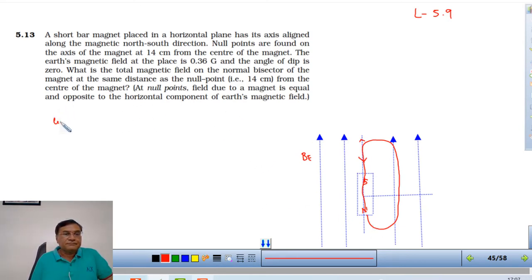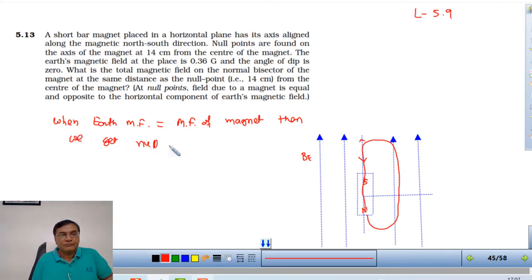So when the earth's magnetic field is equal to the magnetic field of the magnet, then we get the null point. Here the null point is at 14 centimeter.